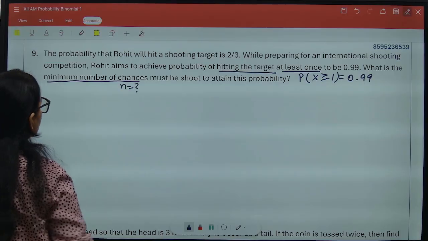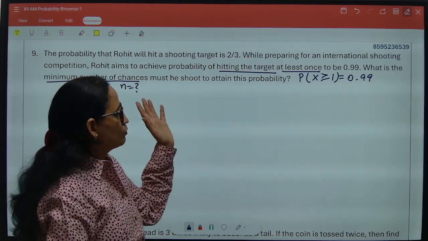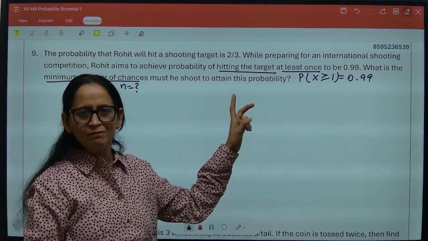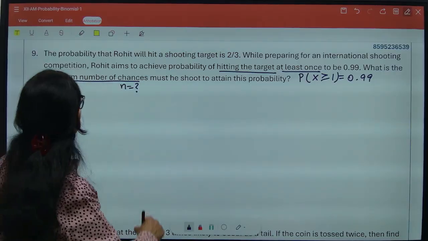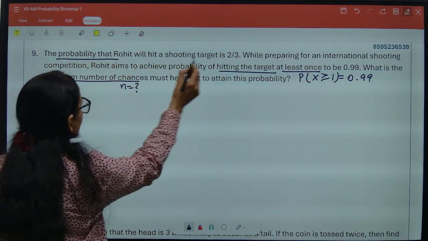So again, it is a binomial distribution question because you have two outcomes, either it is hitting or it is missing. So probability of hitting is 2 by 3.